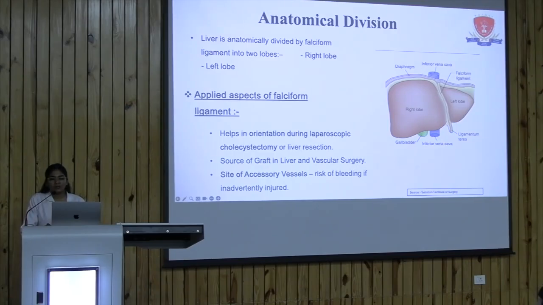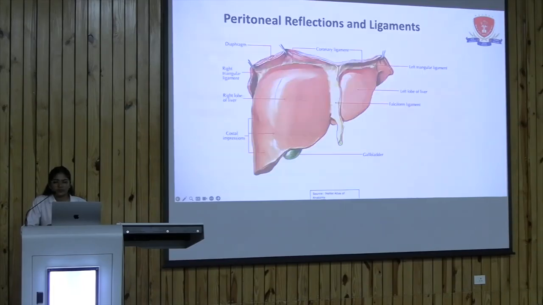If we talk about falciform ligament, we should know that it provides orientation during cholecystectomy or liver resection surgeries and can also be used as grafts in liver and vascular surgeries as it contains some fat in it. It may contain accessory vessels which may bleed during surgeries.